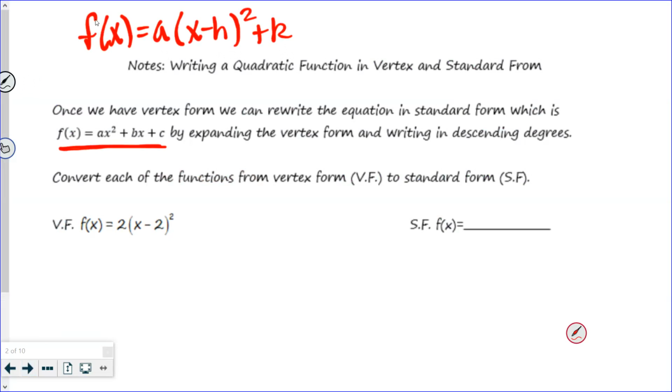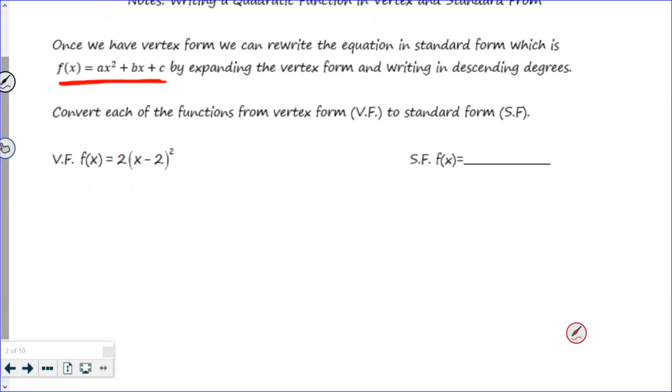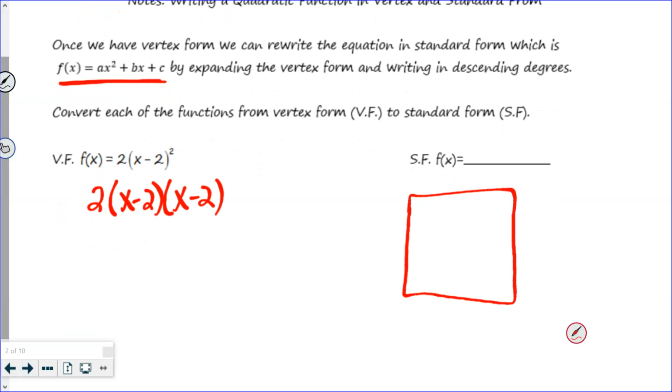It's not too hard to go from vertex form to standard form. This is our vertex form that we've got. To get to this expanded form, we just have to multiply out the (x minus 2) squared. So remember, this is 2 times (x minus 2) times (x minus 2). That's what (x minus 2) squared is. So I'm going to go back to using the box. If you're past the box and you can do this without a box, by all means, you don't have to use it. But if you still like the box, feel free to use it.